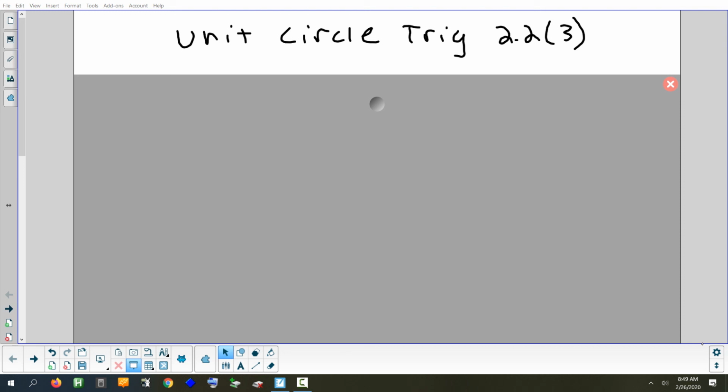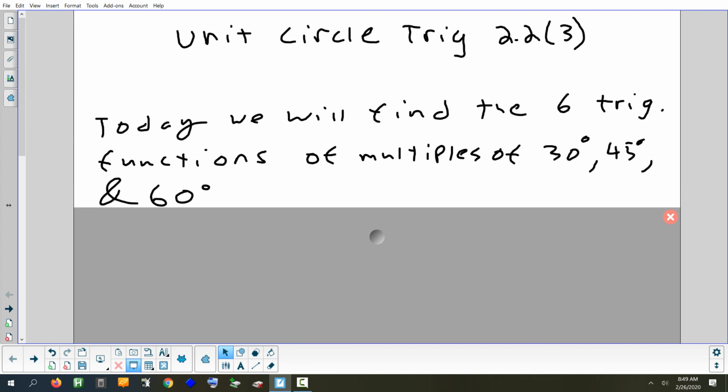Last part of section 2.2, we're really going to look at three things. First thing is how we do basically what we've been doing all week, finding the 6 trig functions. But now we're not just going to do angles in the first quadrant. That's what we did yesterday with the 30, the 45, and the 60. Now we can look at multiples of those. So instead of just 30, you could do 120, because that's 30 times 4. Instead of just 45, you could do 45 times 3, which is 135.